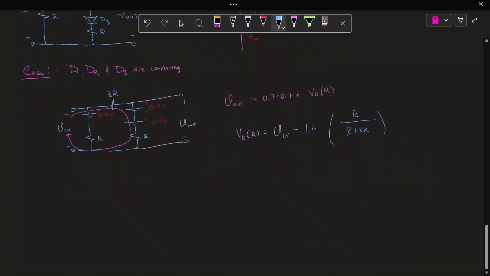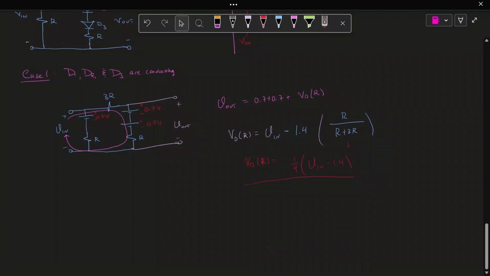Okay, so now VR is equal to V in minus 1.4 times, this simplifies to R over 4R, or 1/4. So what we have is 1/4 times V in minus 1.4. And this is our VR, our voltage across the resistor. So V out will be equal to 1.4 plus 1/4 times V in minus 1.4.